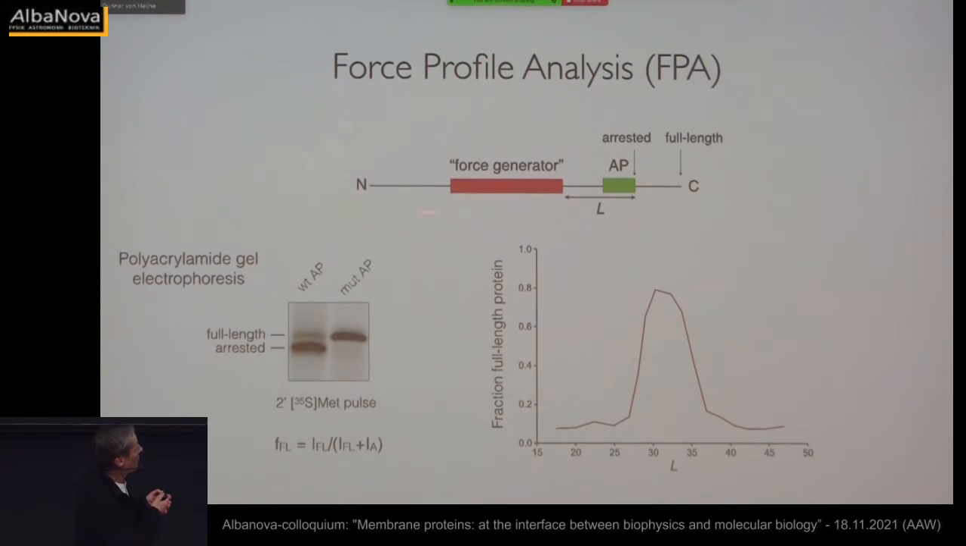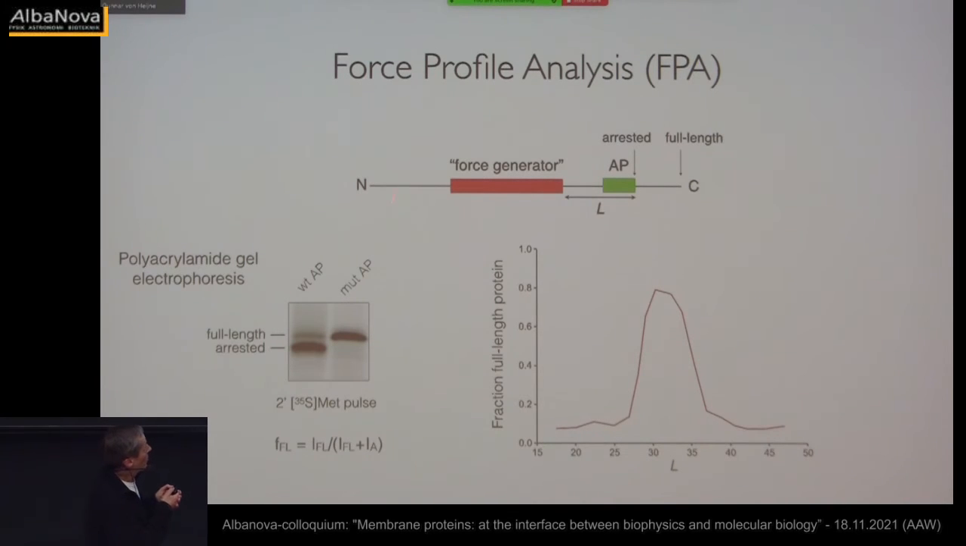So imagine you have a protein. You have some element in that protein that can generate force. It could be a transmembrane segment, for instance. So the idea would be that when it gets near the membrane, it would start to generate pulling force on the nascent chain, right? But I'll show you it can also be other things that generate force.